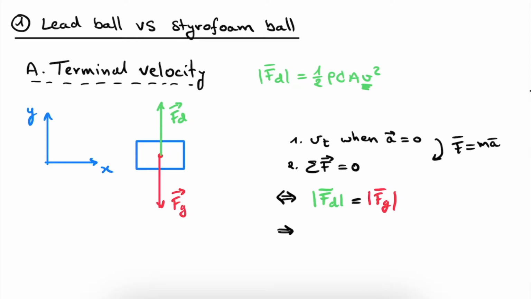Now, filling in expressions for both of these forces, because we know the expression for the drag force right here, and we know, of course, the expression for the gravitational force, which is simply the mass times the gravitational constant. And so this has to be equal to the magnitude of the drag force, 1/2 times c times the density times the surface times v squared, its velocity squared.